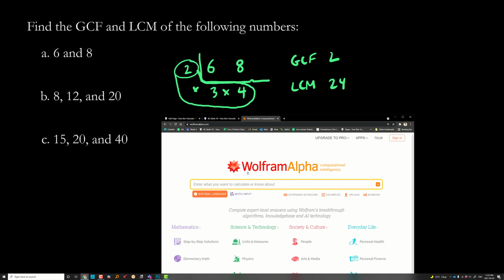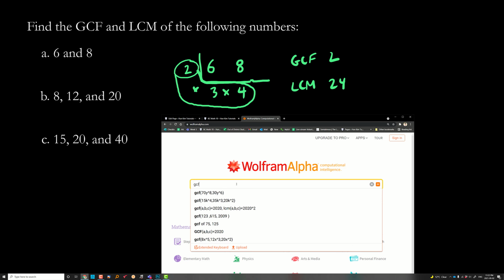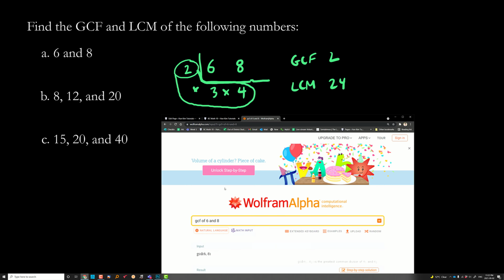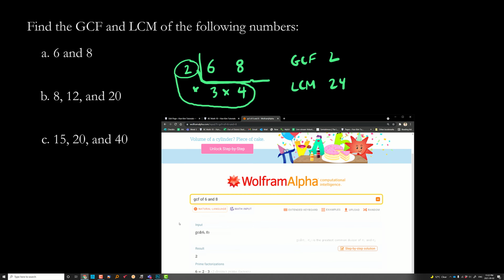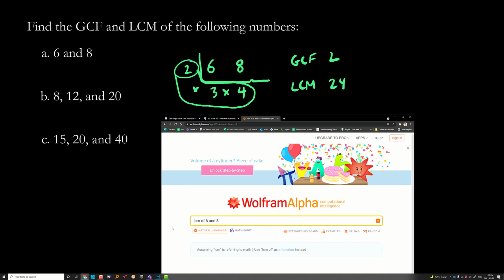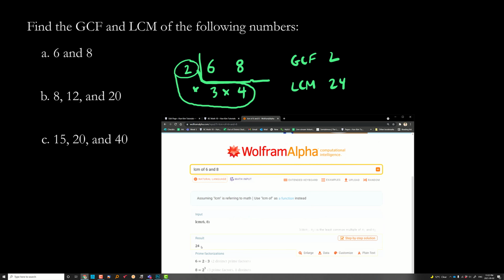And we can go to Wolfram Alpha to verify our answers. What is the GCF of 6 and 8? The greatest common factor is 2. So our answer is correct. Let's type in the LCM. The least common multiple of 6 and 8. It is 24 over here. So our answer is correct.